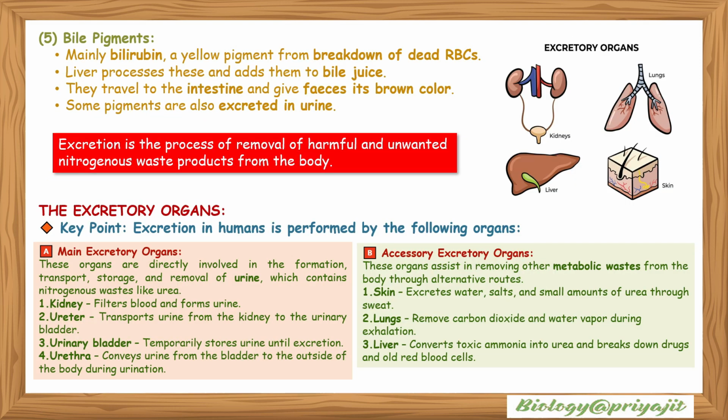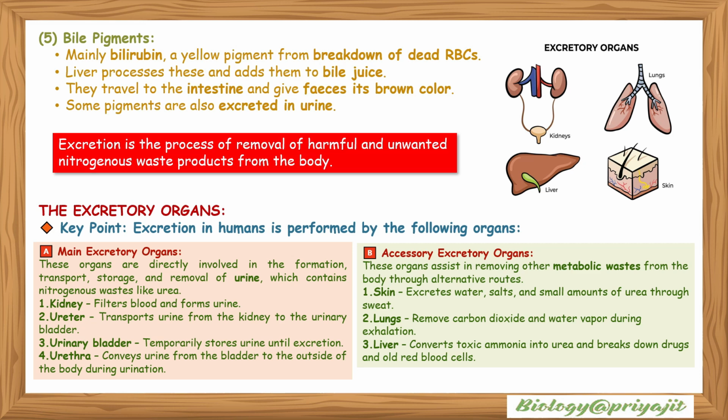Bile pigments: mainly bilirubin, a yellow pigment from the breakdown of dead RBCs. The liver processes these and adds them to the bile juice. They travel to the intestine and give feces its brown color. Some pigments are also excreted in urine. Excretion is the process of removal of harmful and unwanted nitrogenous waste products from the body.